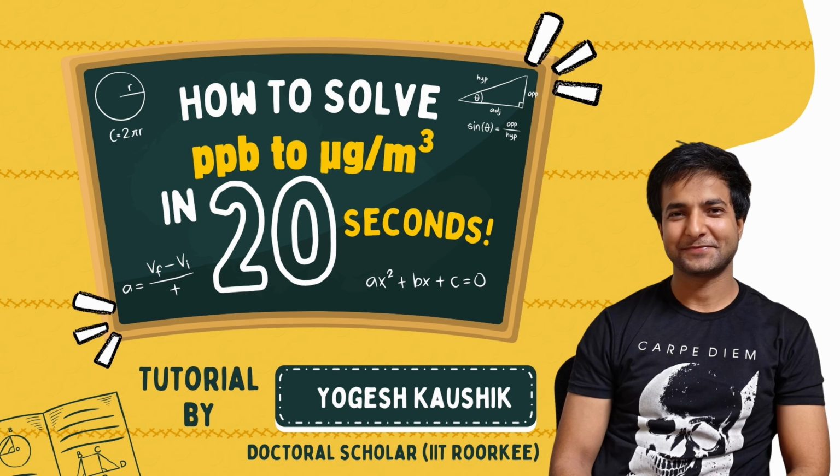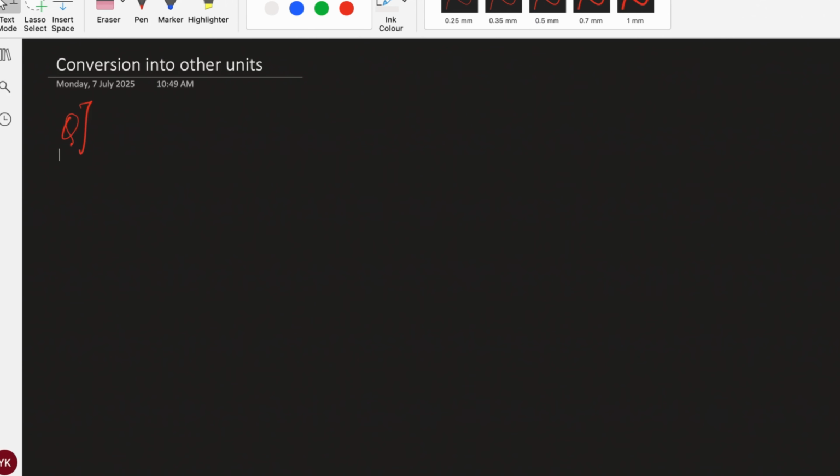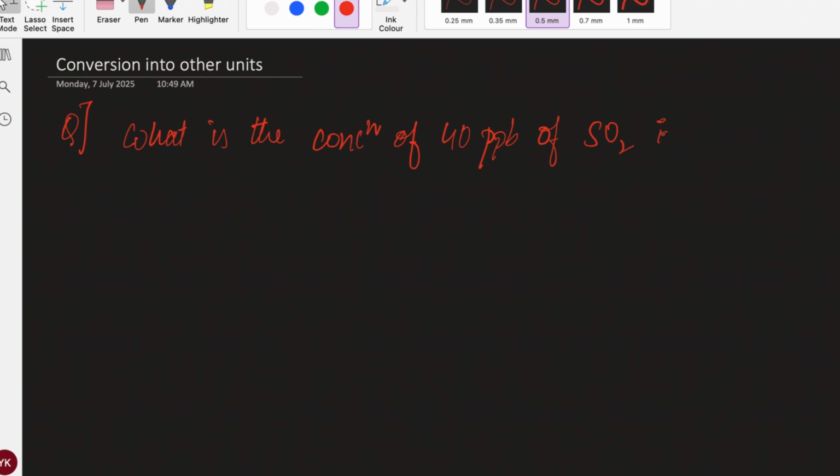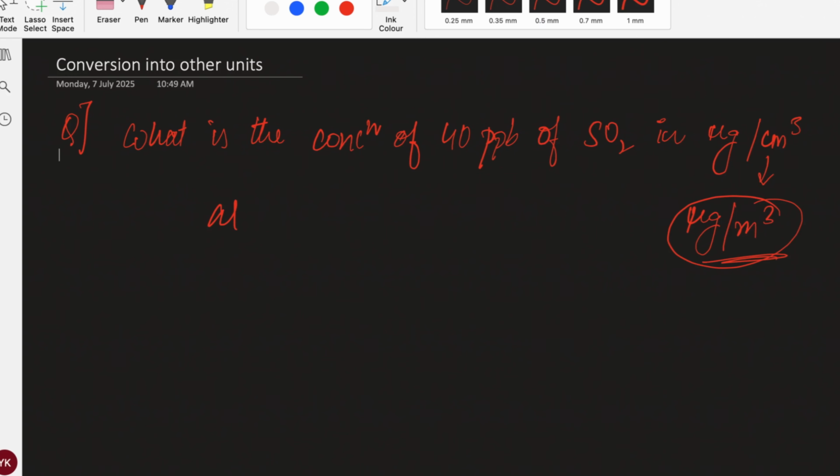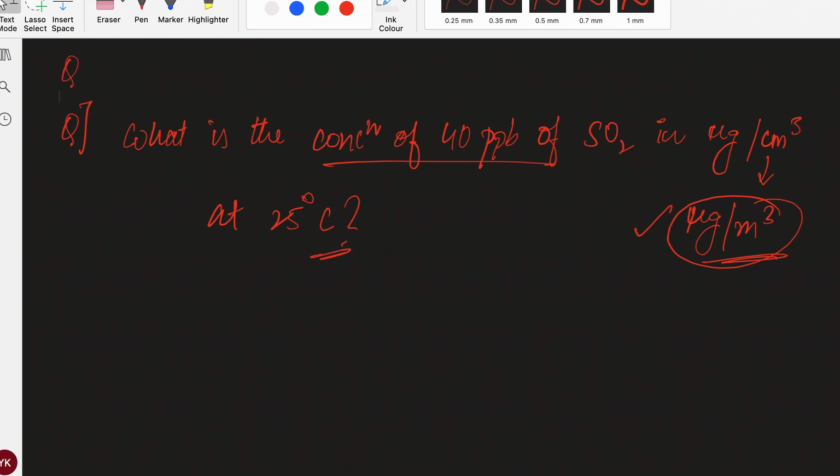Hello friends, this question is about finding the concentration of 40 ppb of SO2 in microgram per meter cube. The temperature is 25 degrees centigrade. So we have to find the concentration of 40 ppb of SO2 in microgram per meter cube at 25 degrees centigrade.